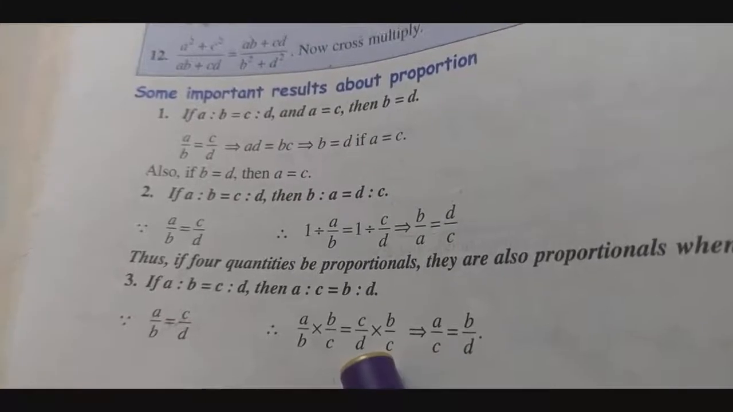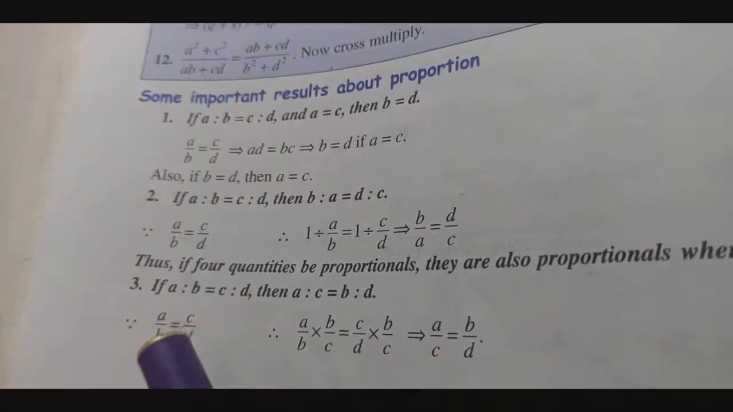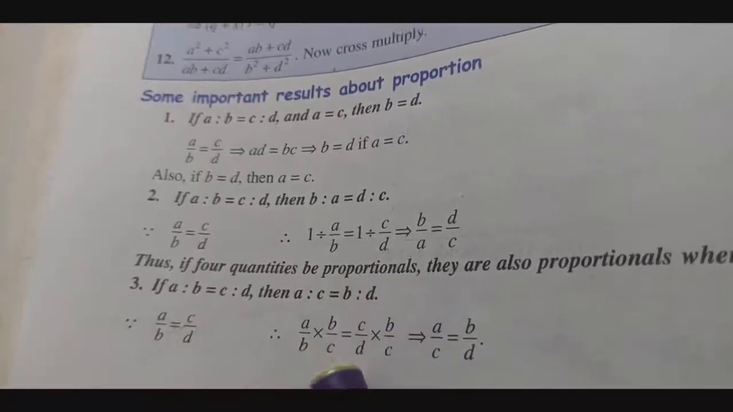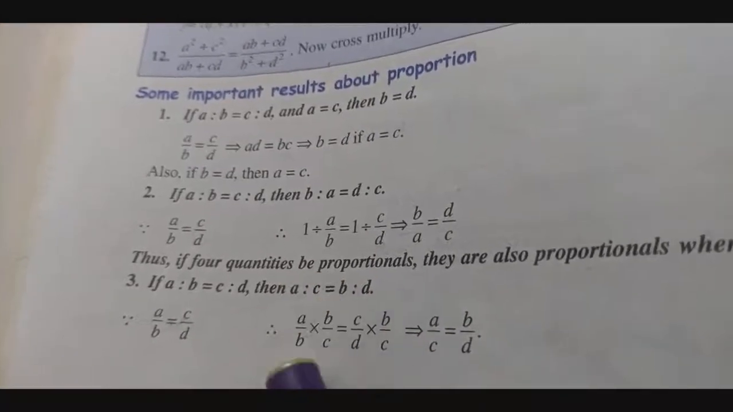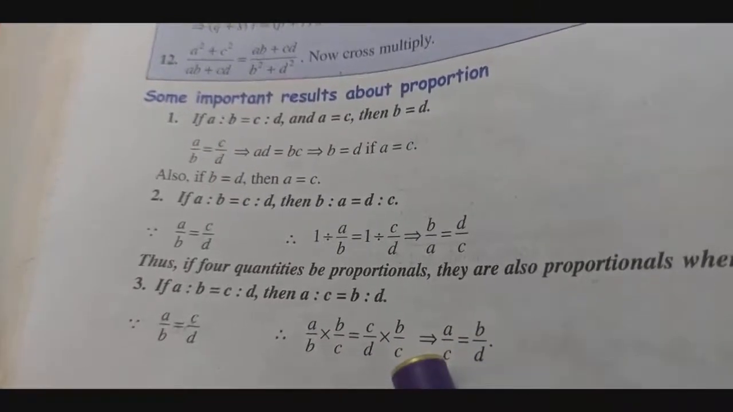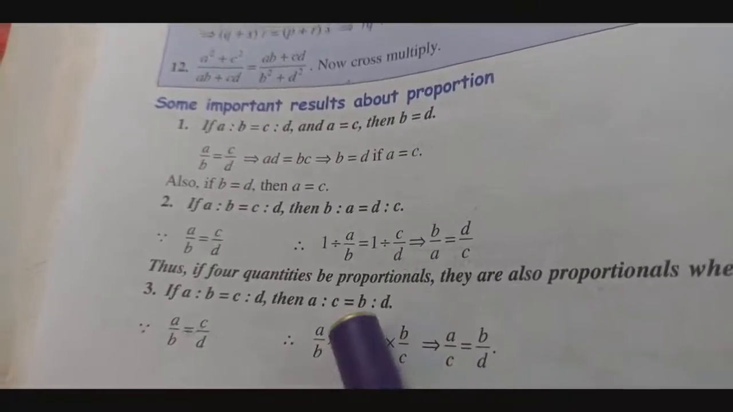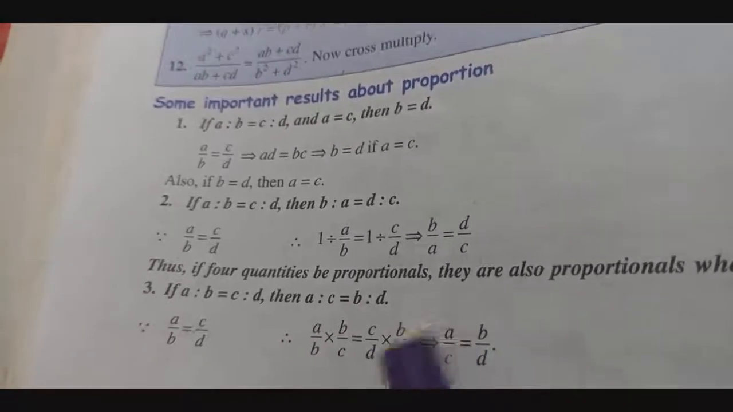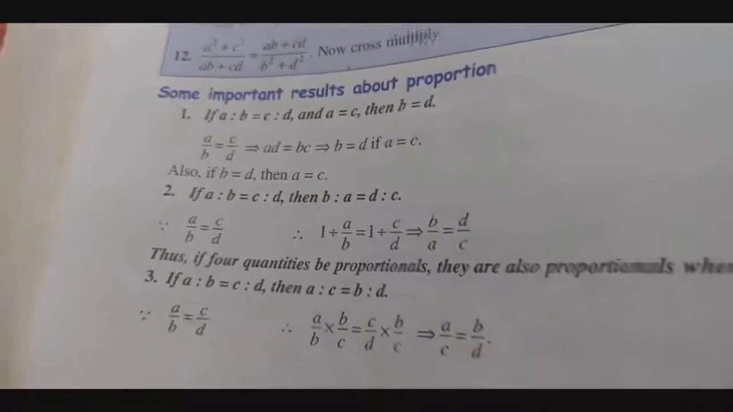The proof: on both sides of this result, we will multiply by B by C. You can see here, A by B multiplied by B by C, C by D multiplied by B by C. So here B gets cut and A upon C is left. Here C gets cut and B upon D is left.